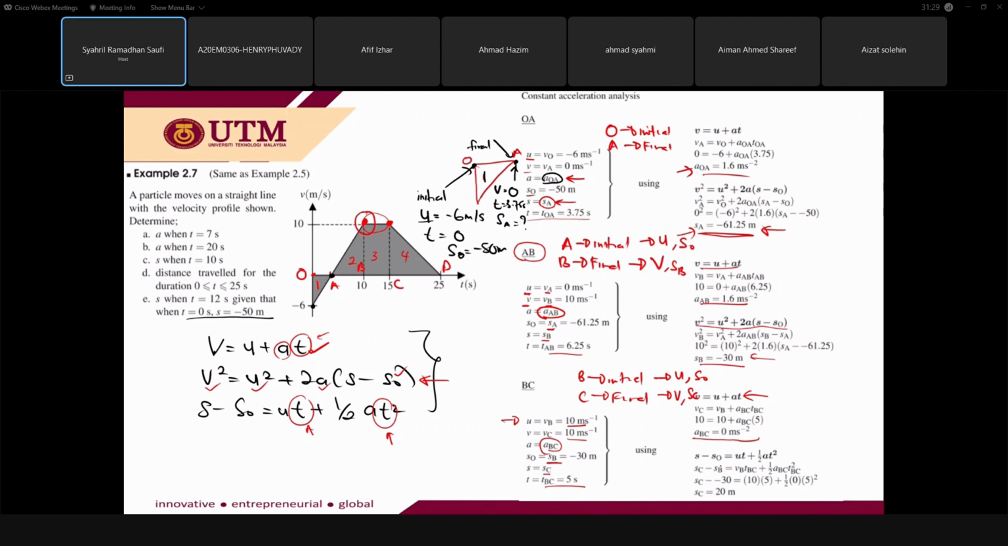And then you can use this equation. Why in this kind of section do we use this equation? Because acceleration is 0, so all of this will become 0. So it will ease your calculation. So you just have this for the calculation, which is SC is equal to 20 meter. Okay, any question so far?